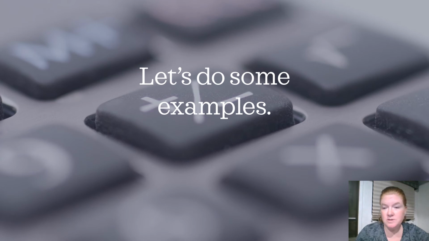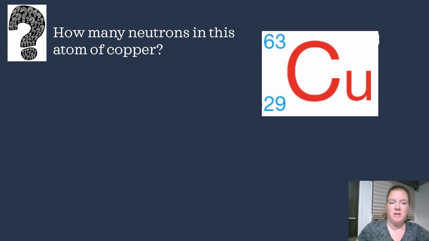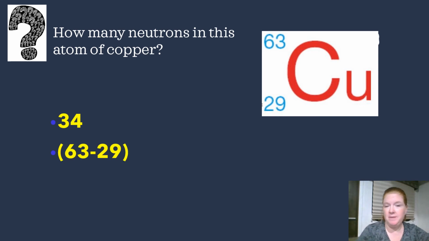So let's go through some examples. How many neutrons are in this atom of copper? So I see a mass number on the top, an atomic number on the bottom. I do 63 minus 29. I do the subtraction that's set up. It's 34.